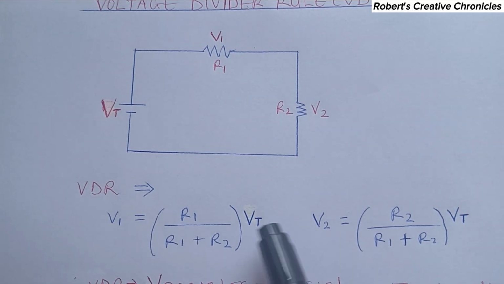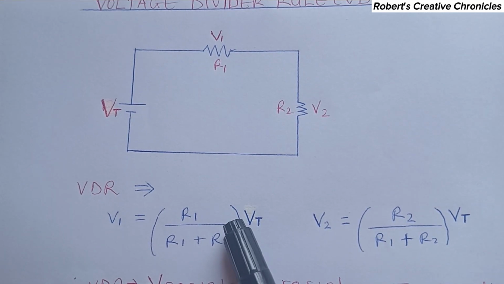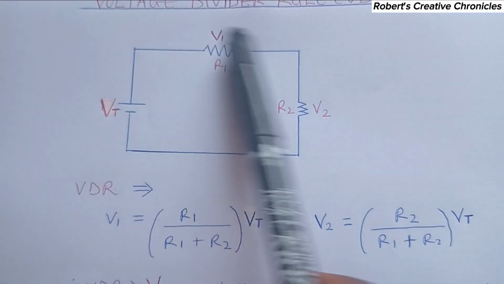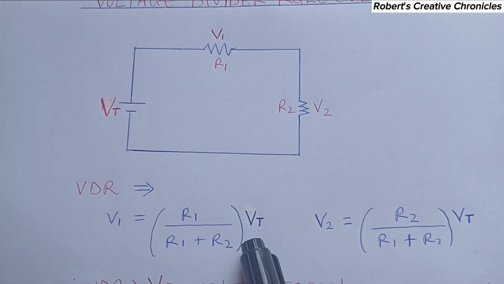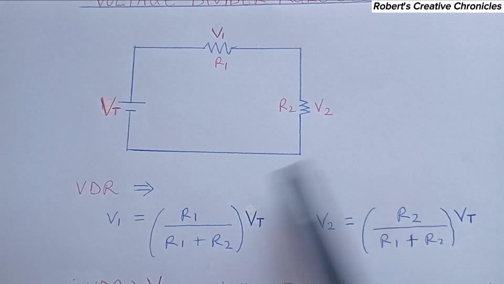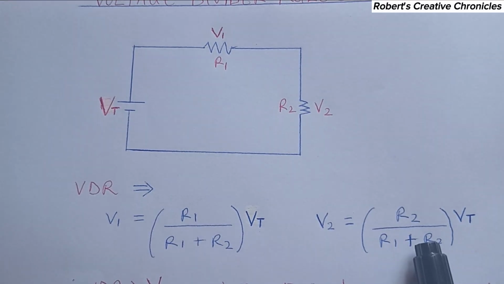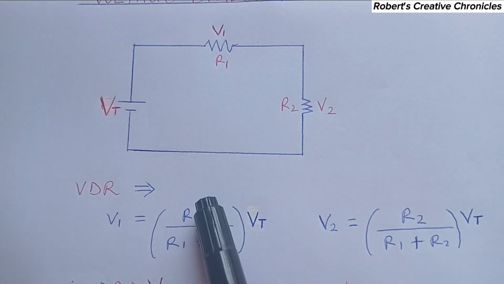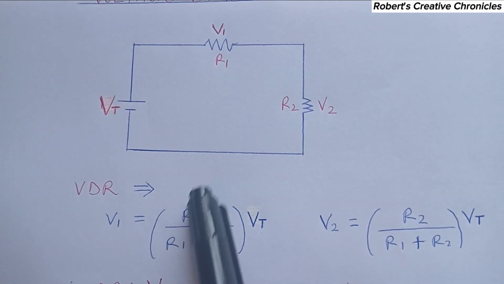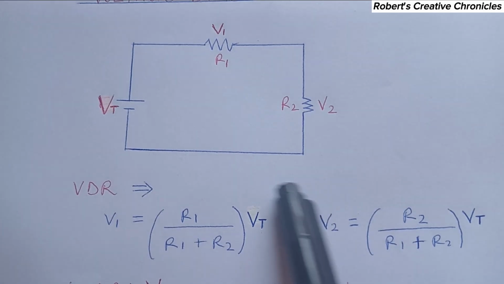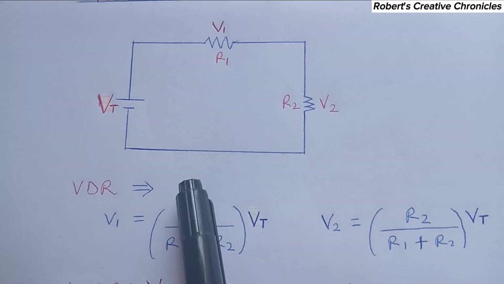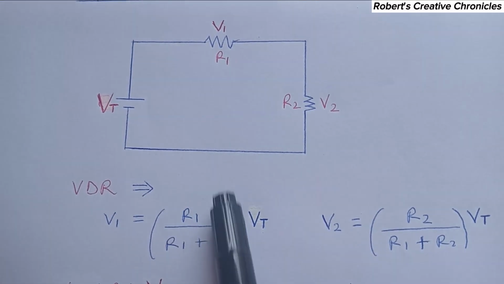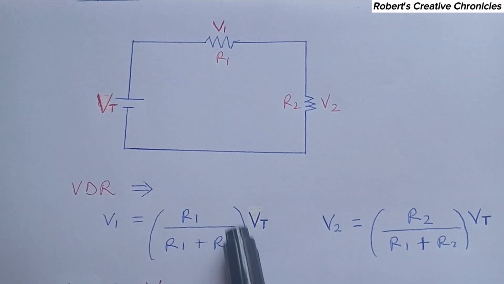If there are more than two, you also add them. If there are three resistors here, it will be R1 divided by R1 plus R2 plus R3. Even if there are up to 20, you add the resistances of all of them, and the resistance of the one you want to find the voltage across, you put as the numerator, multiplied by the total voltage.